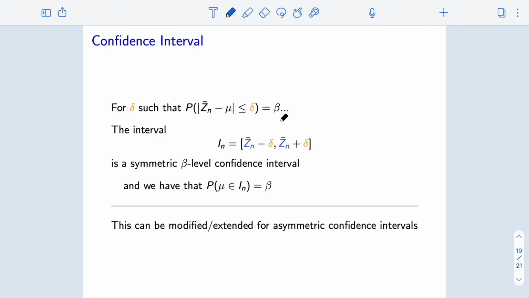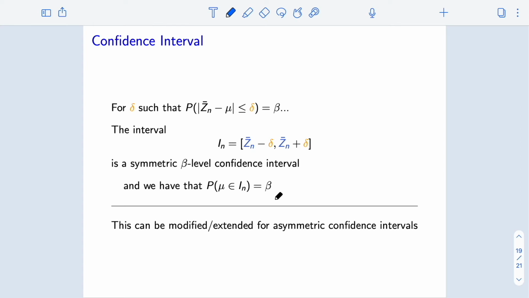Once we've identified that delta, then we form an interval that is centered around the sample mean, z bar n, and that extends to the left of that sample mean by delta and to the right also by delta. And this is what's called a symmetric level beta confidence interval. And we can see that if we think about the probability that the population mean is captured in this random interval, that should be exactly our pre-specified beta, or again, in this case, 95%.